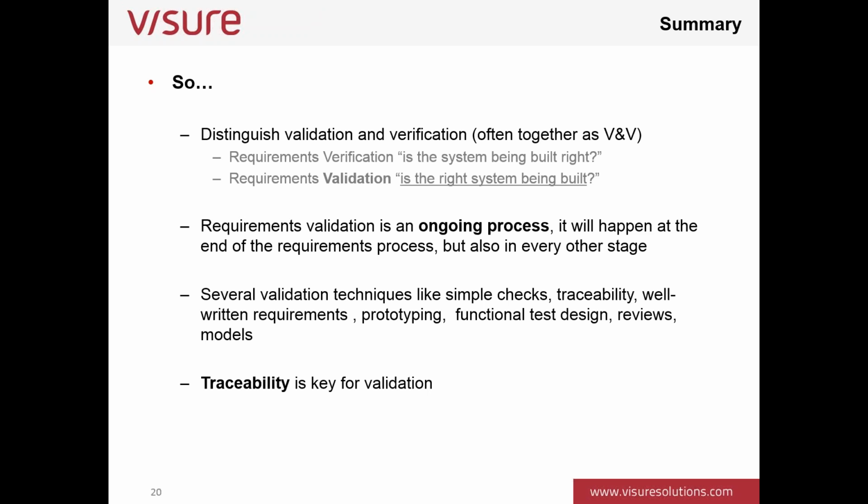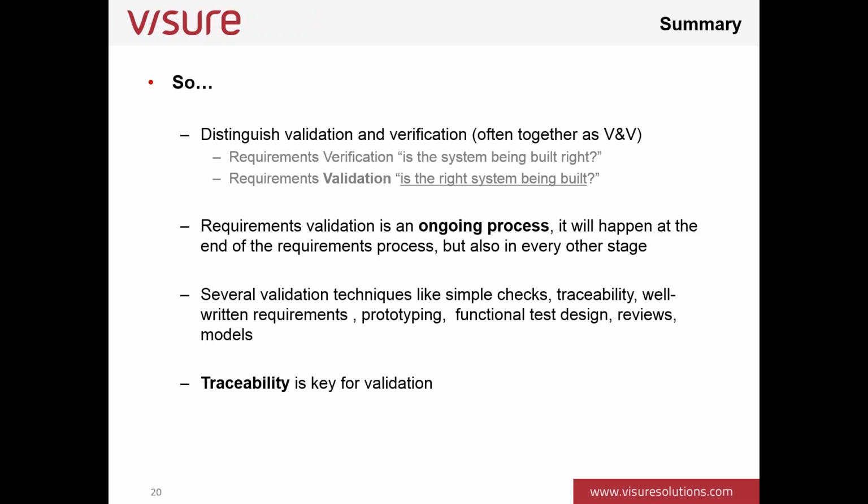Another thing that we have learned today is that requirement validation is an ongoing process. It will happen at the end of the requirement process, yes, of course, but also in every other stage. We will be validating when gathering requirements, when analyzing requirements, when specifying requirements, and at the end of the specification, we are going to perform some reviews of that specification. So we are going to validate again. So we are going to be validating during the whole requirements engineering process.